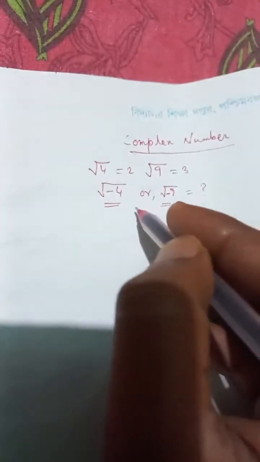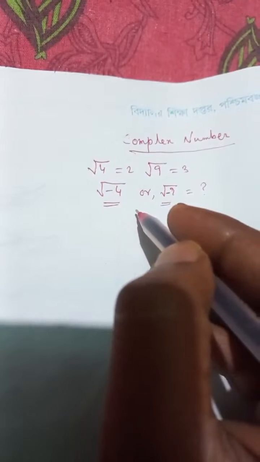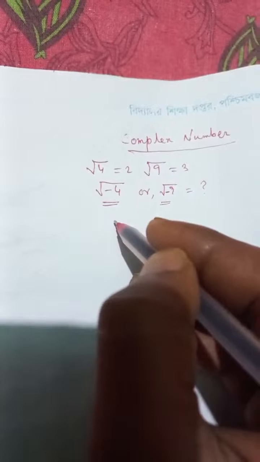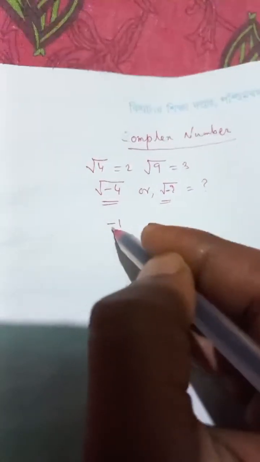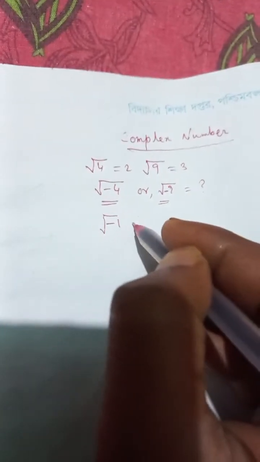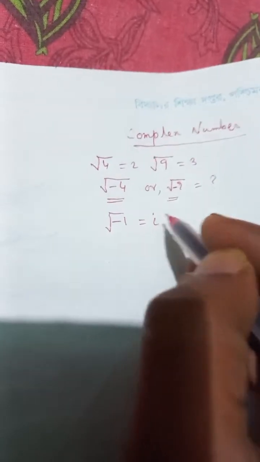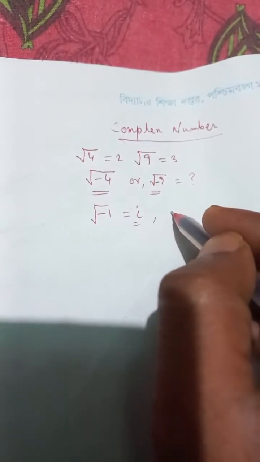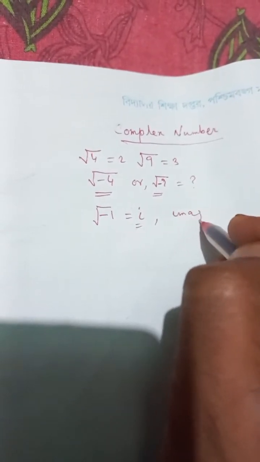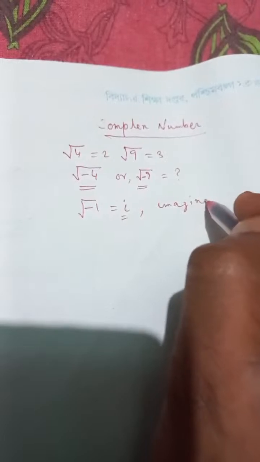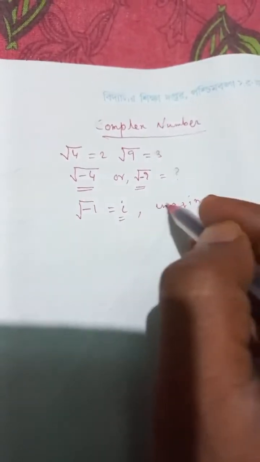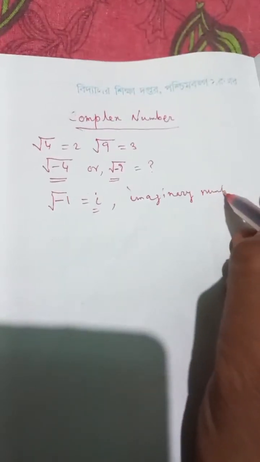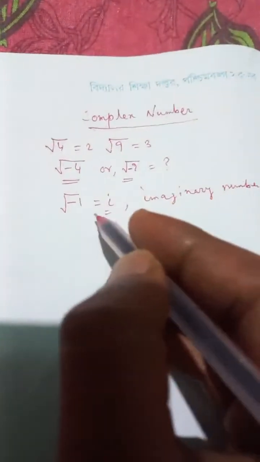They cannot be evaluated, which is why they are represented in this way. Root of minus 1 is represented by iota, which is a fully imaginary number. These are called imaginary numbers.